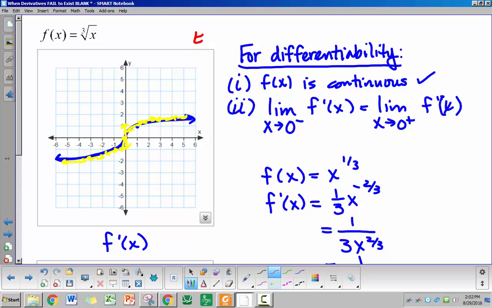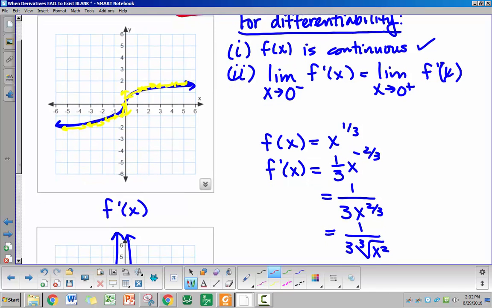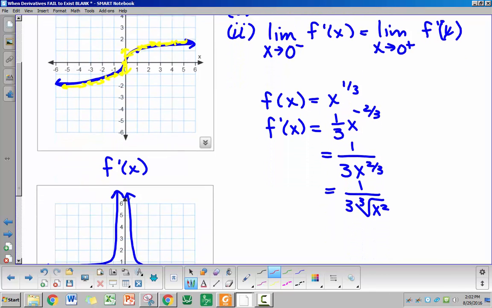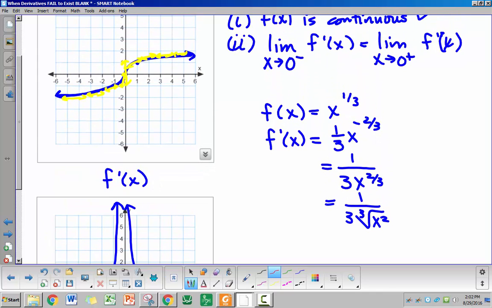Doesn't like to write there, I guess. So I'm going to change that. And the tangent line goes vertical there. And the limit from the left equals the limit from the right, but it's headed where? To infinity, and the derivative doesn't exist there.